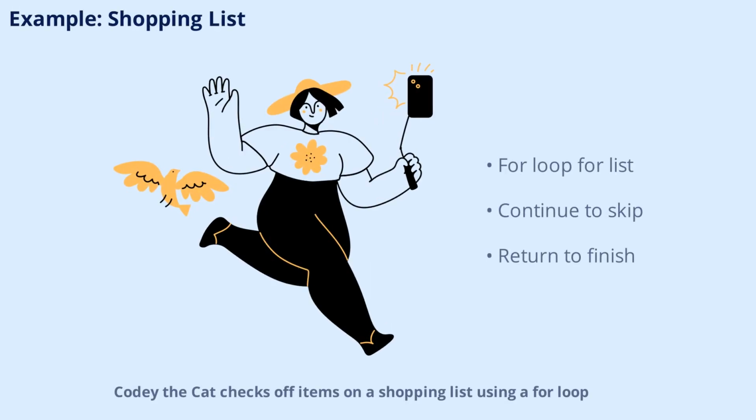Cody the cat checks off items on a shopping list using a for loop. If an item is out of stock, she uses continue to skip it. When the list is done, she uses return to finish shopping. This example shows how control statements help with lists and tasks.